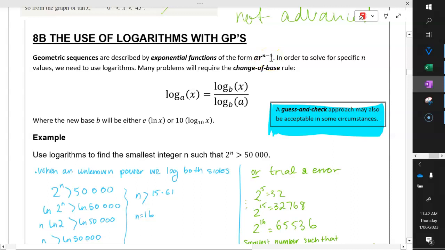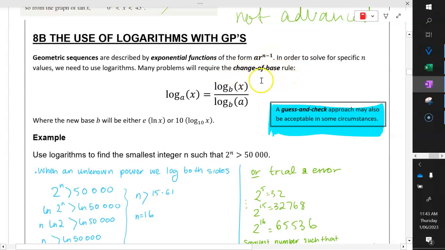So in order to solve for specific n values, we need to use a logarithm. Because if you remember what our log laws were, when we had an unknown power, if we can take the log of both sides, or take the log of something, we can bring that power down the front. And so that's why we're going to use the logs, because the unknown can come to the front of our equation, and then we can solve for it.